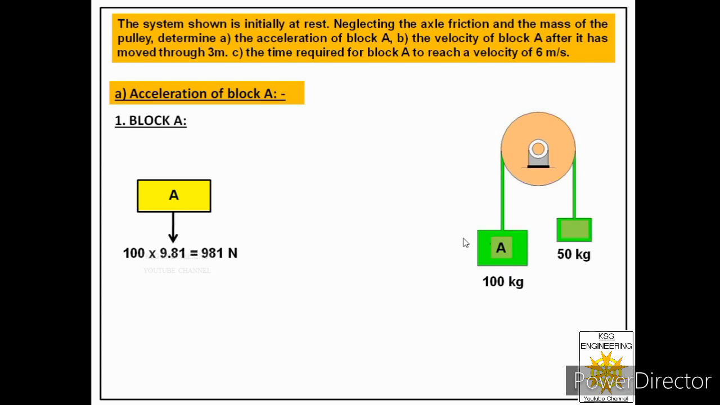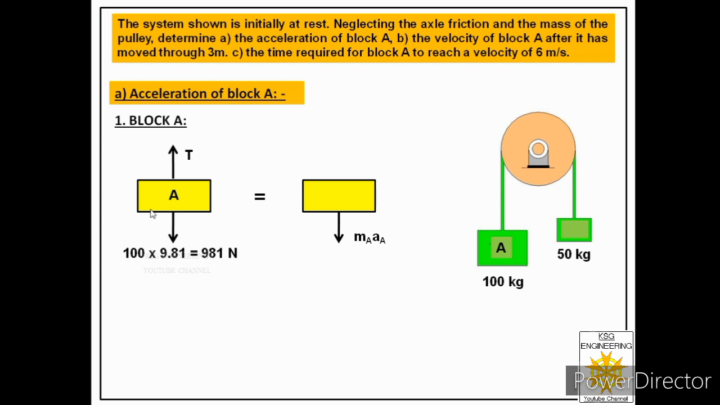Then the next force which we have to represent in the free body of block A will be the tension in this cable. That will act in upward direction. Let us consider that as T. So in the free body of block A, there will be only two forces. One is the weight of the block acting in downward direction. Second is the tension in the string acting in upward direction. Now we know that in this situation, the tendency of block A is to move in downward direction. So the motion of block A will be in downward direction.